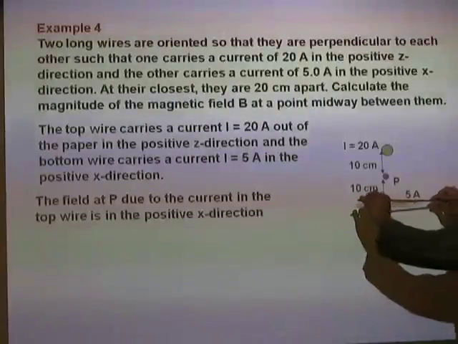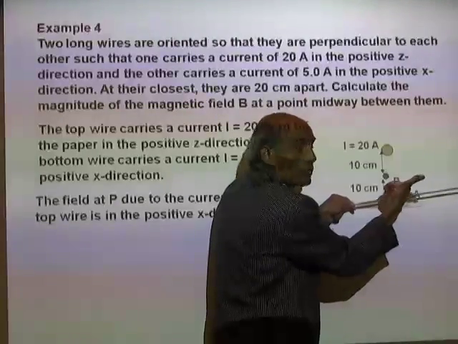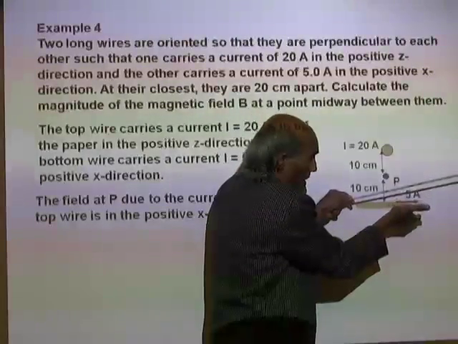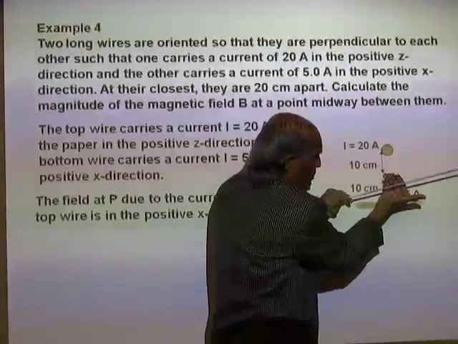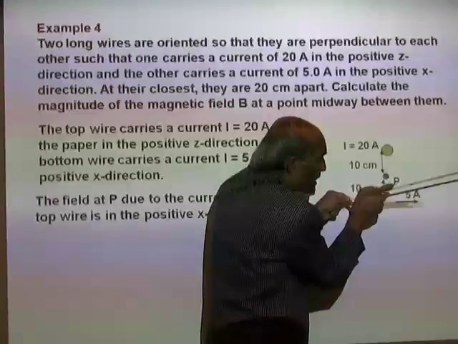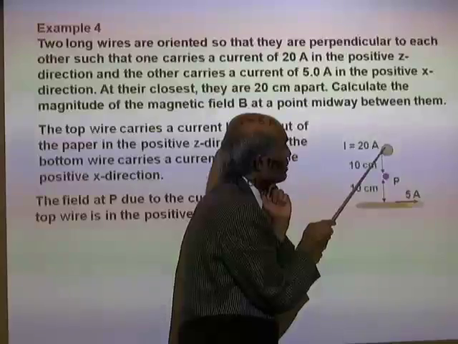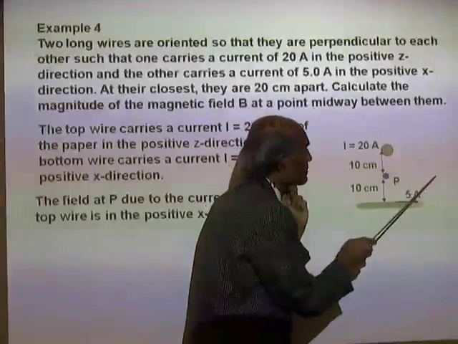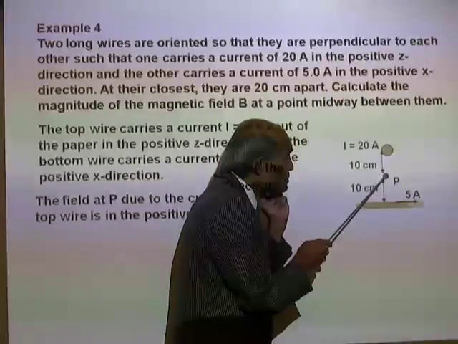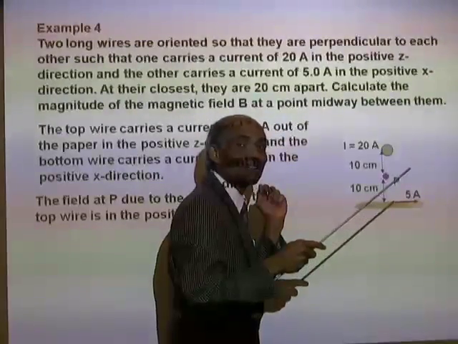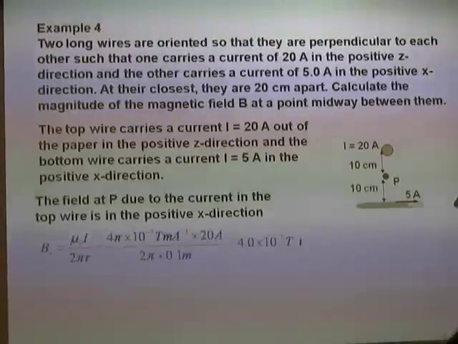How about the field due to the current in this wire? The current is that way, so I'm going to keep my thumb pointing that way, and I'm going to wrap my fingers. Look at the way it's coming out. It's going to come out of the board, in the positive z direction. So the field at P due to the current in the top wire is in the positive x direction, and the field at P due to the current in the bottom wire is in the positive z direction. That means you need to find the resultant of those two.